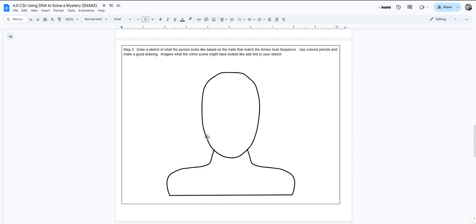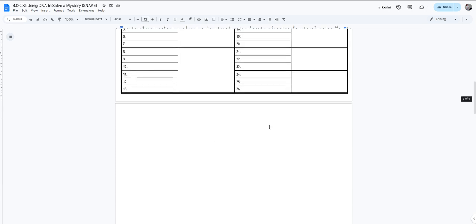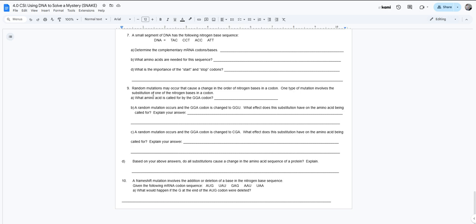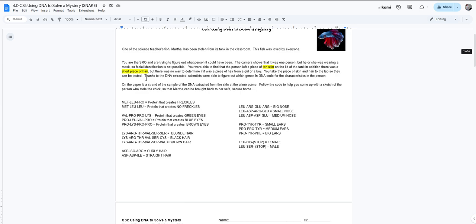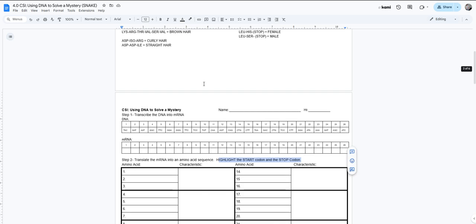Then you are going to draw the person for me, right? Your drawings need to be school appropriate, but you also need to stay accurate to what traits, what characteristics you have chosen. And then at the end, we have analysis questions. Remember, this is due. I will be grading it this week. So make sure that you are working on this.